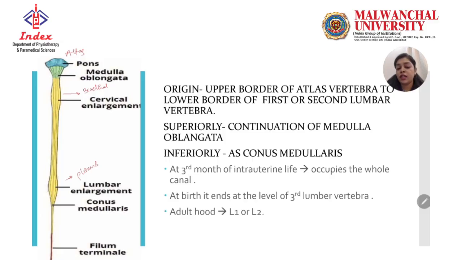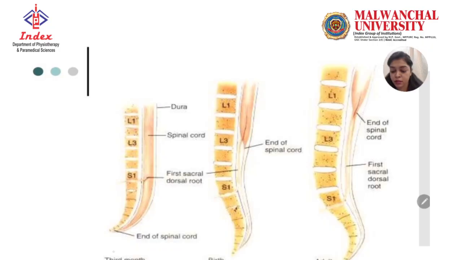Inferiorly it terminates as the conus medullaris, and at the third month of intrauterine life it occupies the whole canal, as we can see here. So the spinal cord extends to the end of the vertebral column, and at the time of birth it is at the L3 vertebra, and in adults it is at L1 to L2.